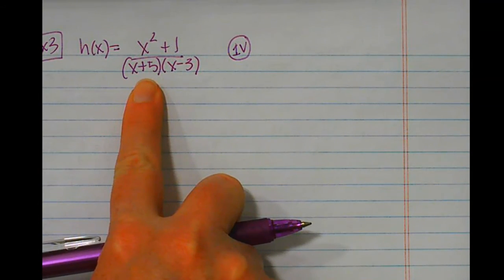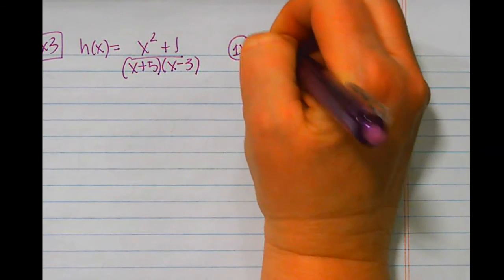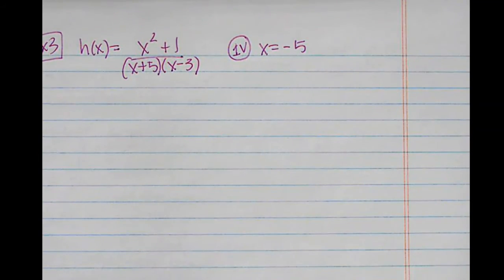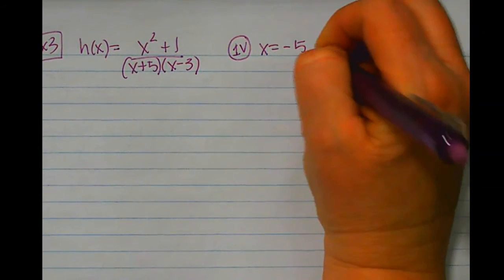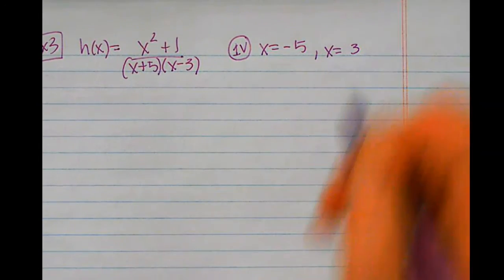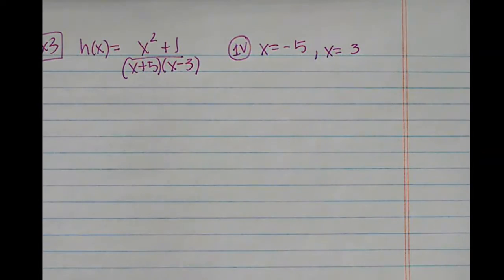Is that where the numerator, we compare the top and the bottom, or whether we do the denominator equals 0? So that happens at x equals -5 and x equals 3. This one has 2 vertical asymptotes. Is everybody good there? Okay, vertical.